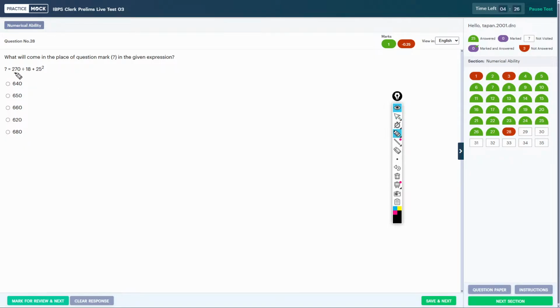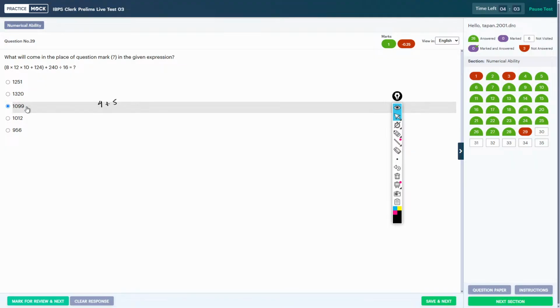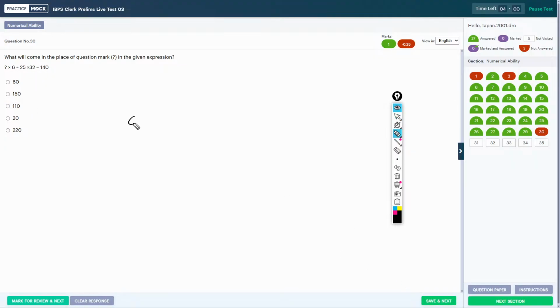The next one is 18, so it's 15 plus, so 640. Next one can be done by unit digit, so 0 plus 4, 4, 4 plus 5, right, 15, so 9, this one. Next 6x equals 32, so 15 to 30, 750 plus, so 800 minus 140, 660, so 110.